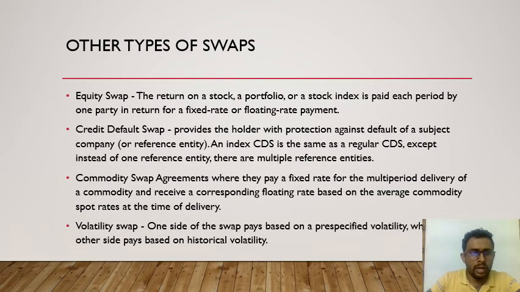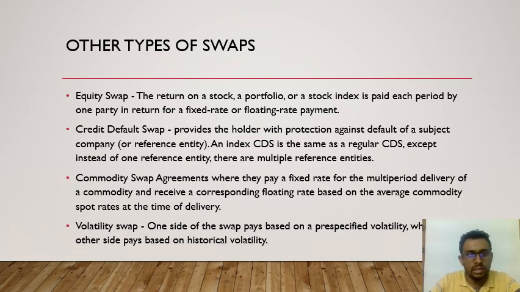Other types of swaps. There are other types of swaps such as equity swaps, CDS, commodity swap agreements, and volatility swaps. Equity swaps are written on a stock portfolio or stock index. The return is paid each period by one party in return for a fixed rate or floating rate payment. So I agree with another party that you give me a fixed rate or LIBOR payment, I'll be paying you the return on this stock. The return can be dividend or capital appreciation.